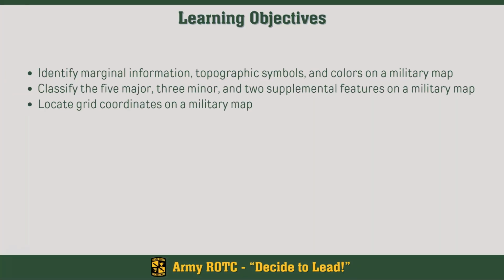So our learning objectives for this lesson, by the end of it, I want you to be able to identify the marginal information on a map, the topographic symbols, and all the colors on that map. Then I want you to be able to classify the 5 major, 3 minor, and 2 supplemental features that are found on a military map. And then at the end, we're going to learn how to locate some grid coordinates. Now that's really the base step of getting into land navigation.